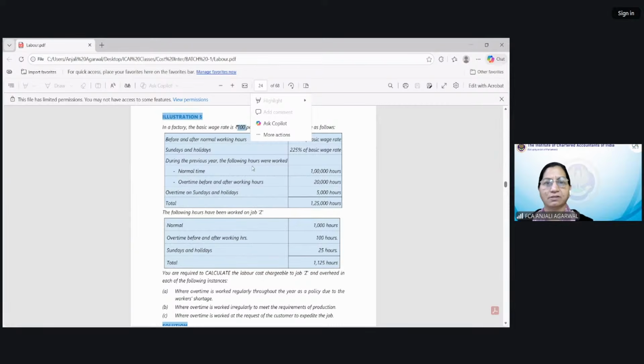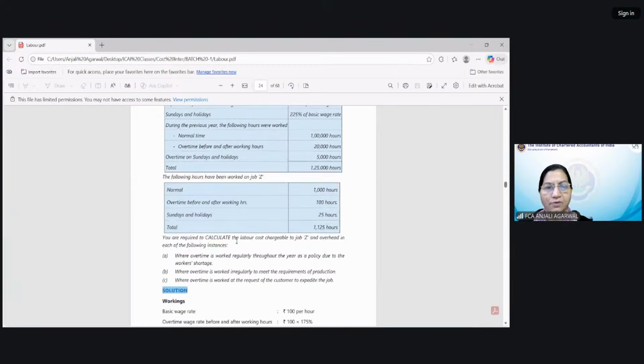Now, during the previous year, the following hours were worked. Normal time, 100,000. Overtime, 20,000. Overtime on Sundays and holidays, 5,000. The following hours have been worked on job Z: normal 1,000, overtime 100, and Sundays and holidays 25. You are required to calculate the labor cost chargeable to job Z and overheads in each of the following instances, where overtime is worked regularly throughout the year as a policy because the workers are not available or there is a shortage of workers.